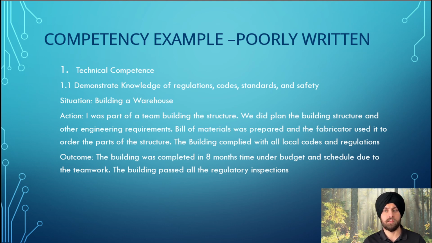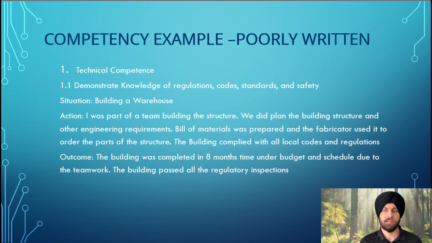Now the situation here is building a warehouse, and the action written is: I was part of a team building the structure. We did plan the building structure and other engineering requirements. Bill of material was prepared and the fabricator used it to order the parts of the structure. The building complied with all the local codes and regulations. The outcome mentioned is: the building was completed in 8 months time under budget and schedule due to the teamwork. The building passed all the regulatory inspections.